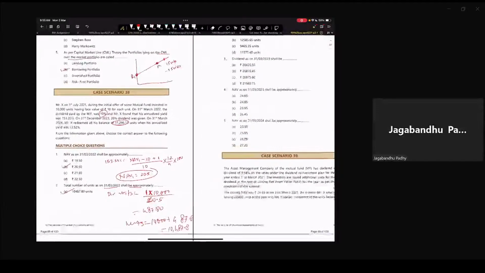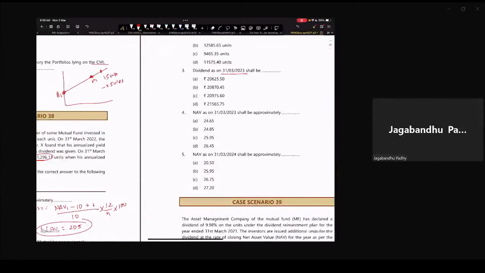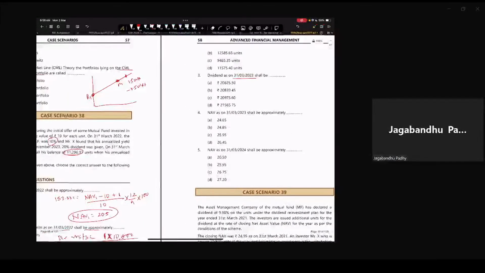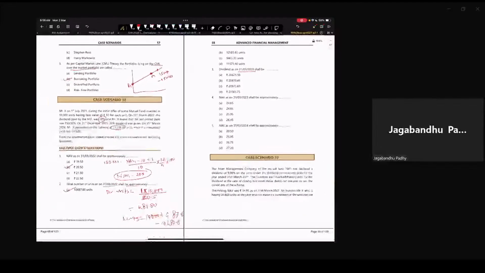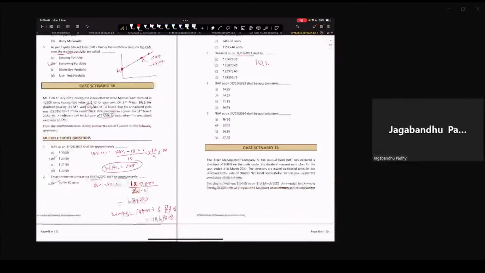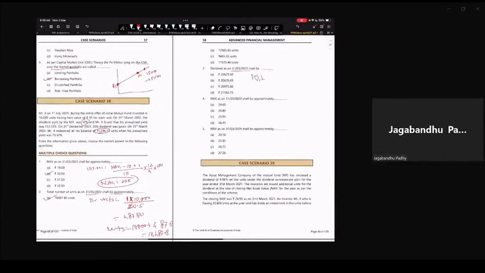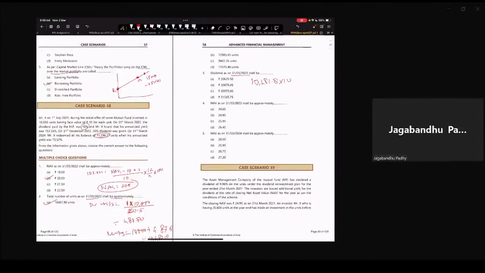Then dividend as on 31st March 2023. As on 31st March 2023, the dividend will be 10,487.8 into 10, being the face value.